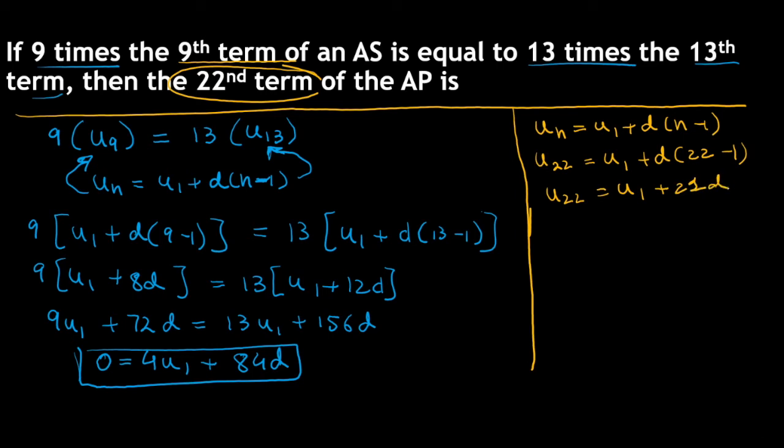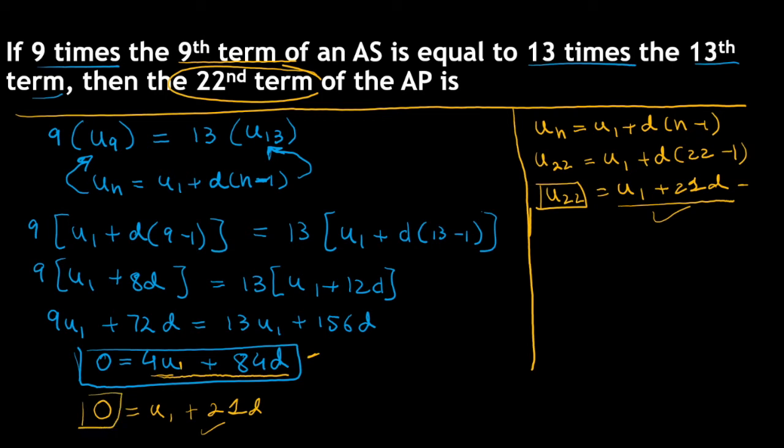So if we can somehow get this part in terms of this, basically we'll get u22, and therefore we can find the value of u22. Now, if we take a closer look at this equation and this equation, they're quite similar, right? Because if I divide both sides by 4, what I get is 0 is equal to u1 plus 21d. And now this and this are the same, right? So if they're the same, then this and this are the same, right?